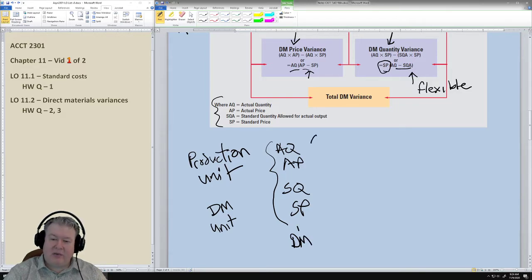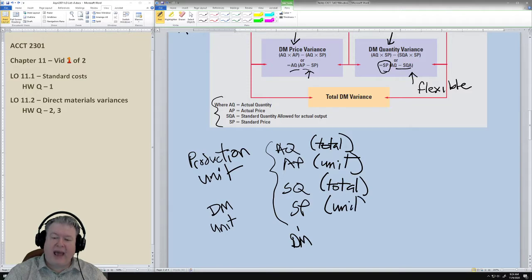Another thing to remember, actual quantity is based upon the total quantity. The price is based upon the unit price. And same with the standard quantity. This is the total. And this is the unit. So if you can map these 4 things out, plus identify the production unit versus the direct material unit.